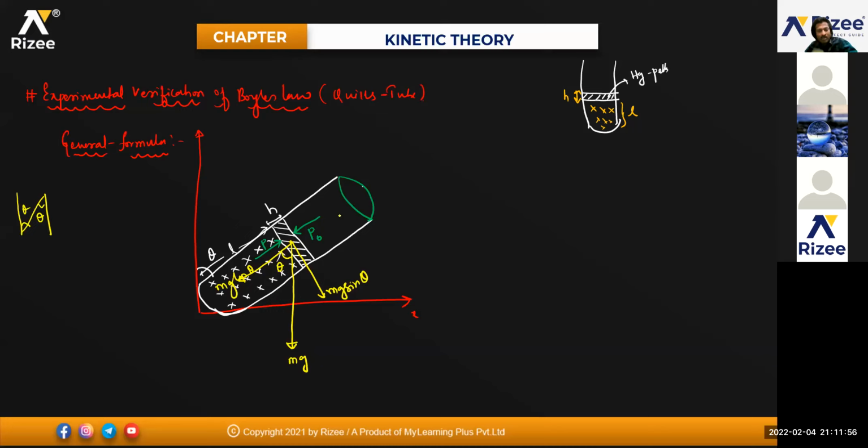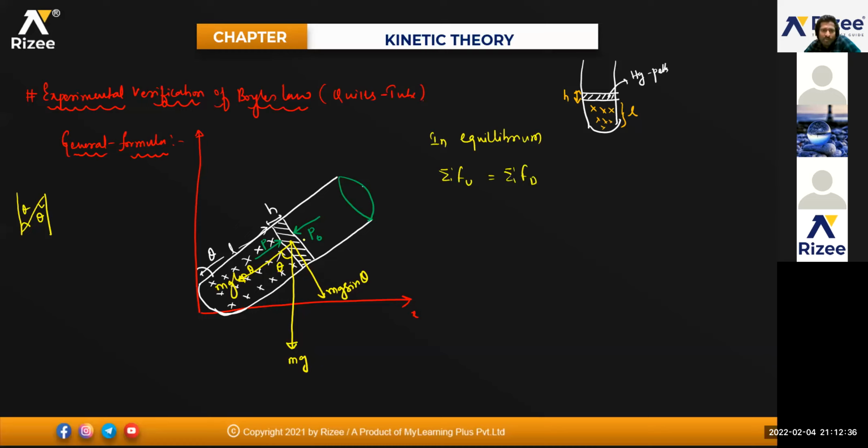Tell me what forces are acting on this. One is the pressure of the gas filled inside, which will exert pressure in the upward direction. As it is open to the atmosphere, atmospheric pressure will act in the downward direction. And the weight of the mercury pellet up to height h acts in the downward direction. This mg is a force, so I'm resolving it into components mg cos theta and mg sin theta. So I can write here, in equilibrium, the sum of all the forces in the upward direction must be equal to the sum of all the forces in the downward direction.